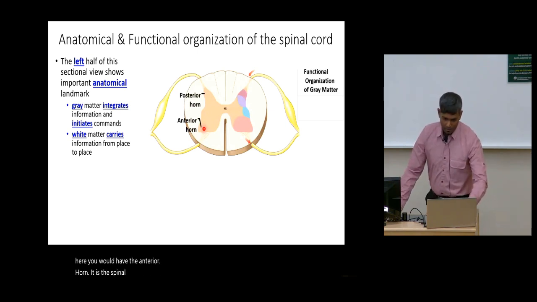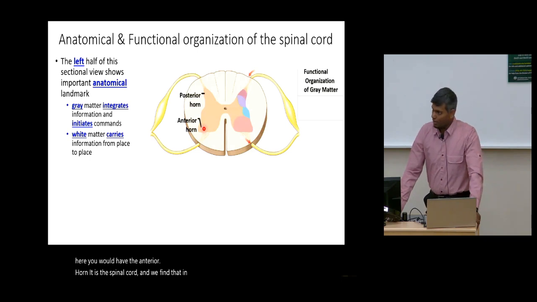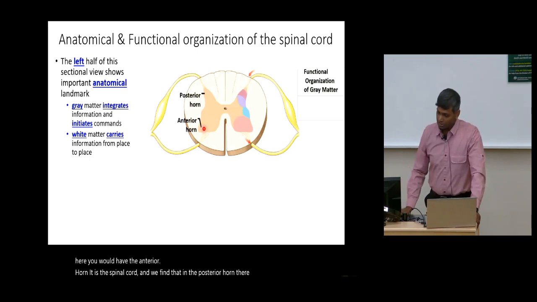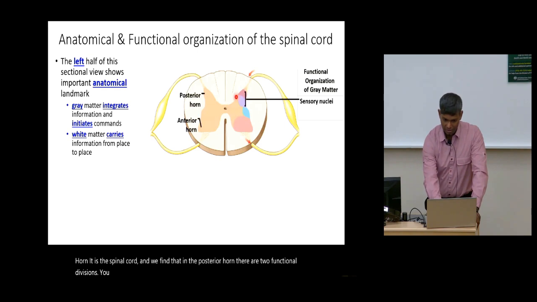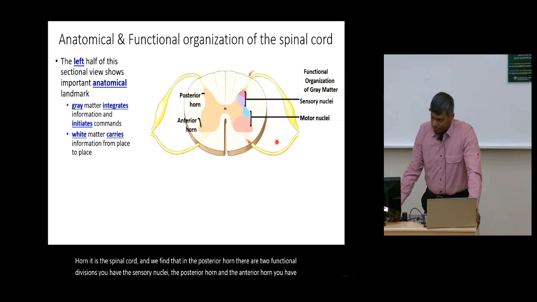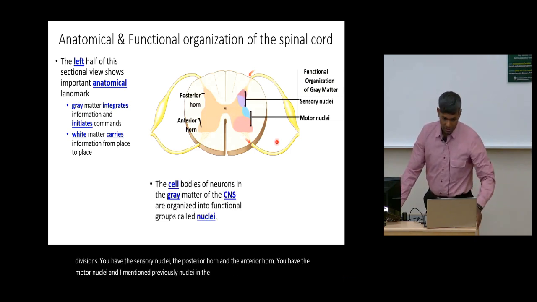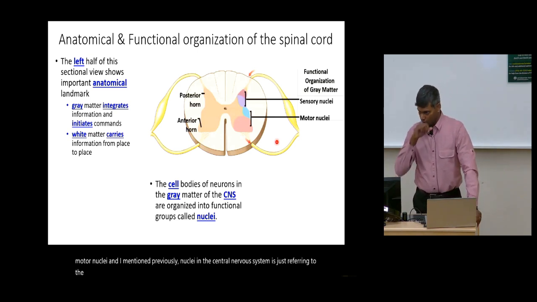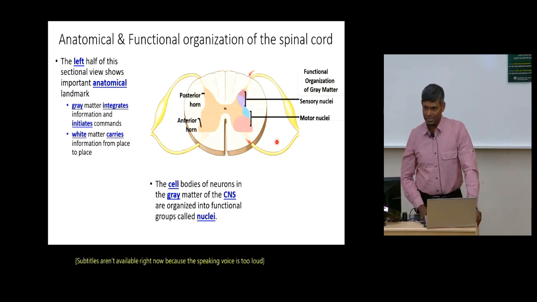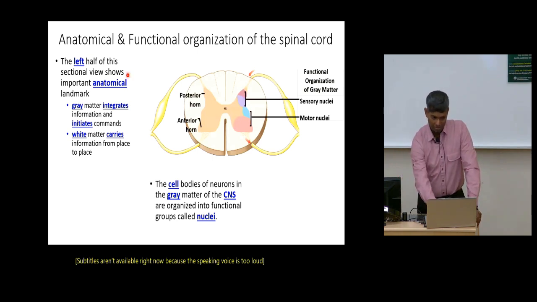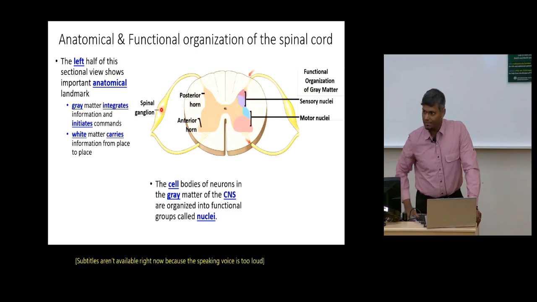And we find that there are two functional divisions. You have the sensory nuclei in the posterior horn, and in the anterior horn you have the motor nuclei. And I mentioned previously, nuclei in the central nervous system is just referring to the collection of the neuronal cell bodies, right? Whereas a collection of neuronal cell bodies in the peripheral nervous system is known as ganglia, right? So this is just showing you where the neuronal cell bodies are.